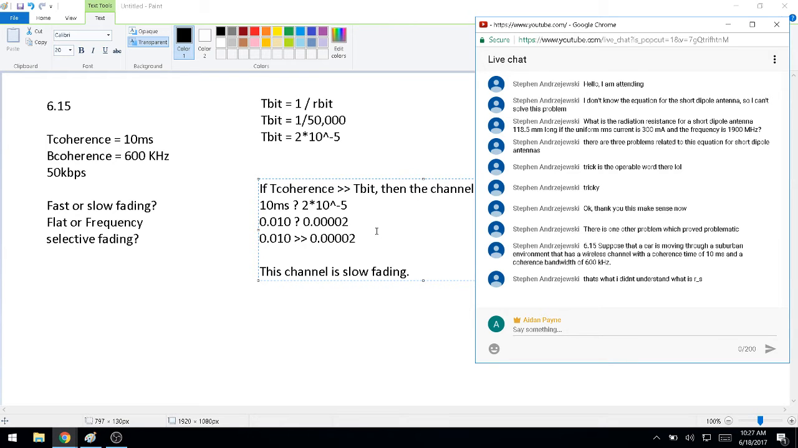Steven's saying, that's why I didn't understand what is RS. So that might be the spreading, which we're going to probably look at in a second here.